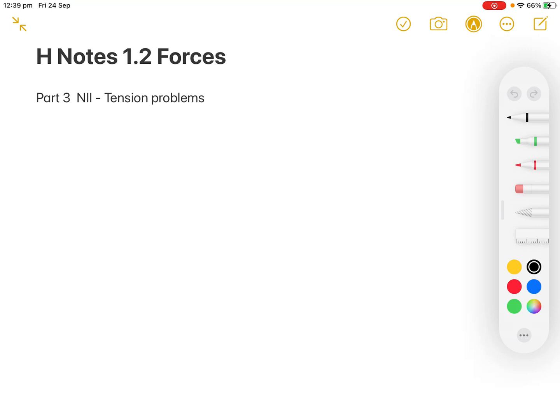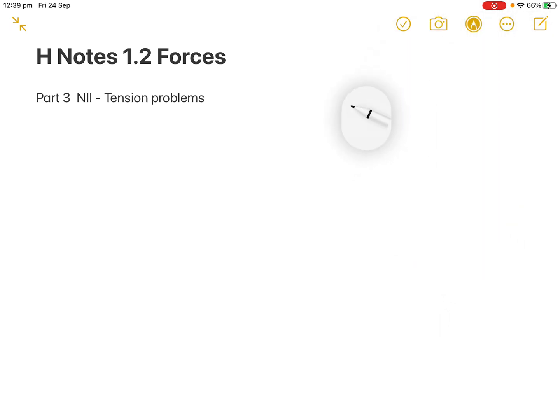Higher Notes 1.2 Forces. This is part 3, where we look at the application of Newton's second law to tension problems.